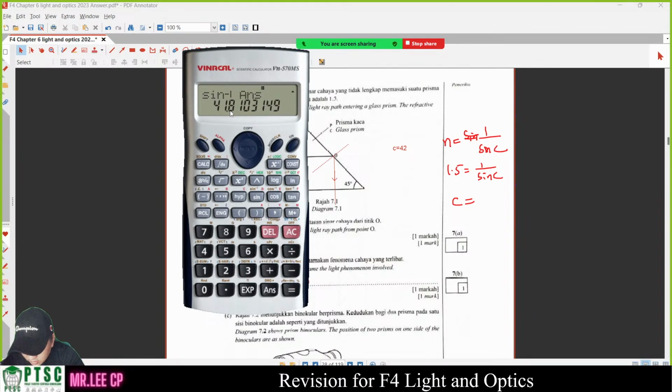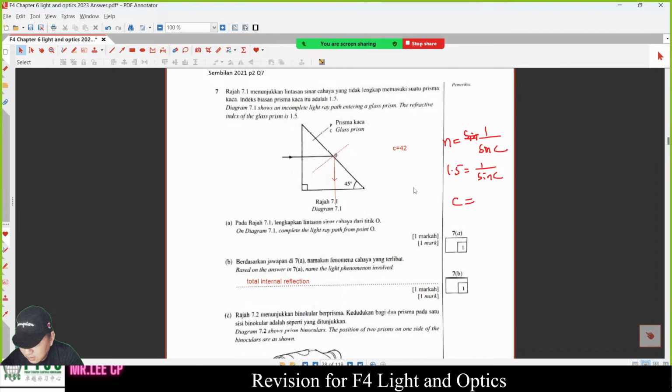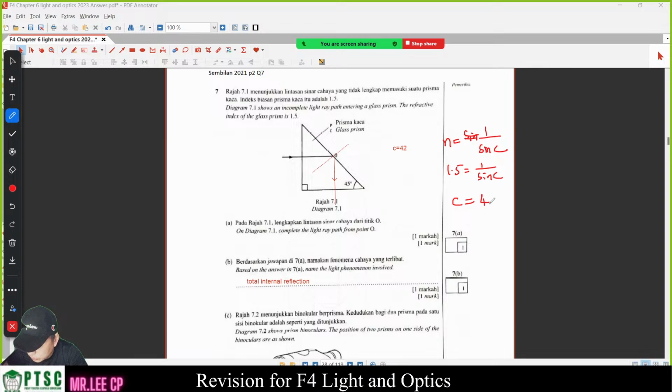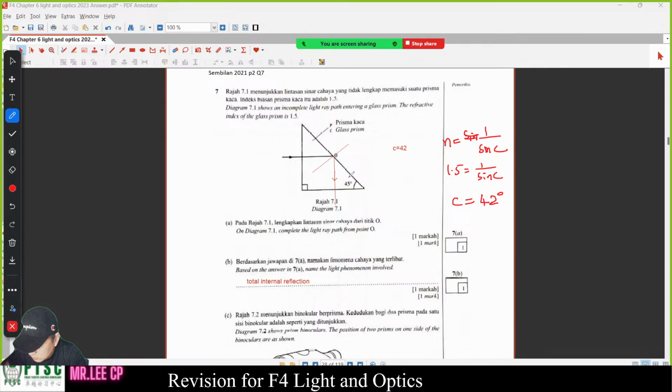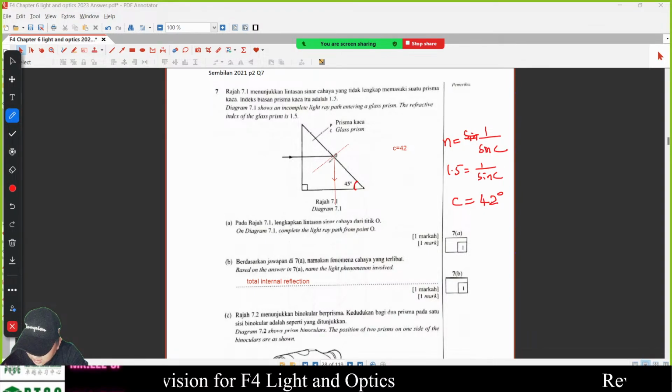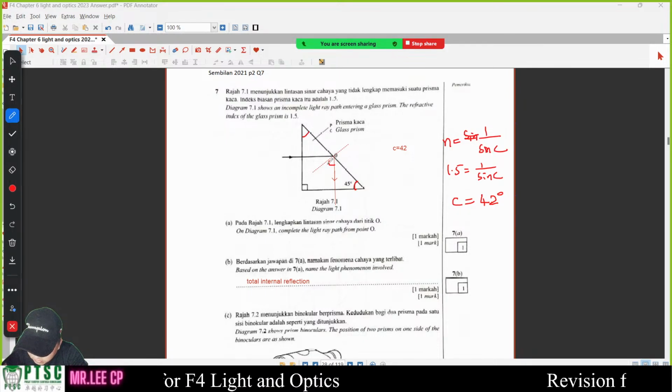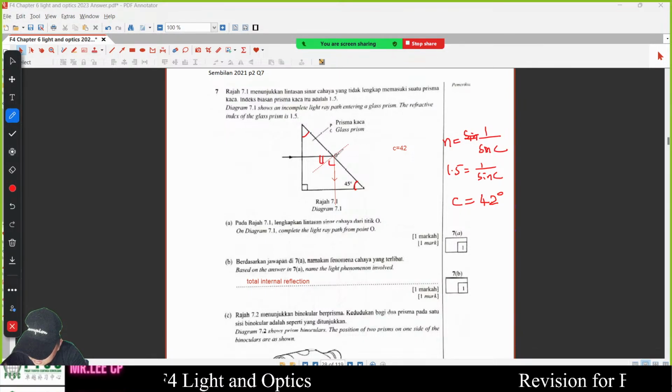I got 41.8, so 42. So the critical angle is 42 degrees. This angle is the same as this angle, and this is 90, 45, 45. So this incident angle is 45.